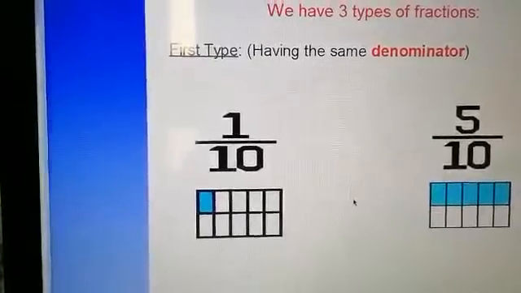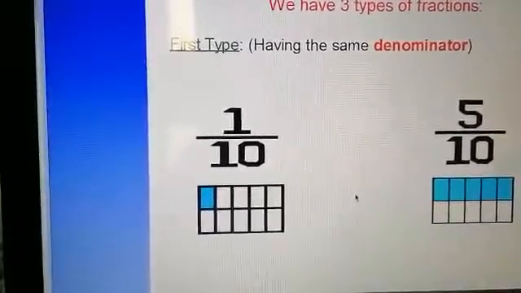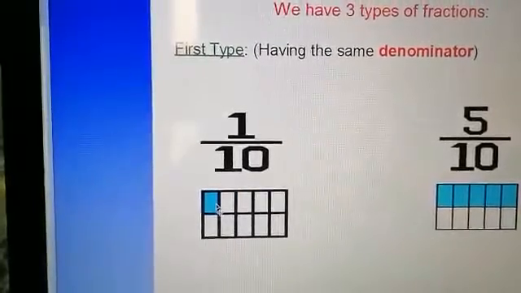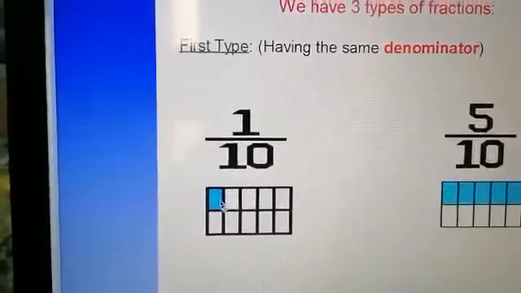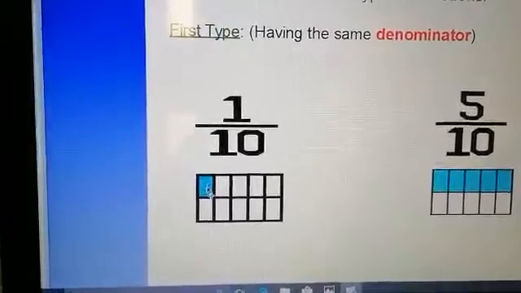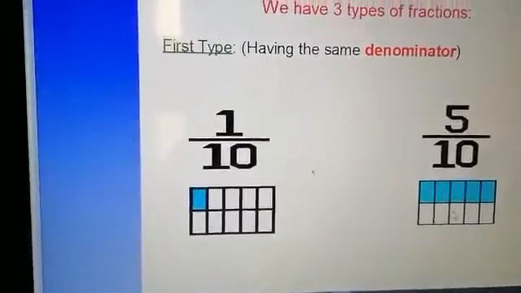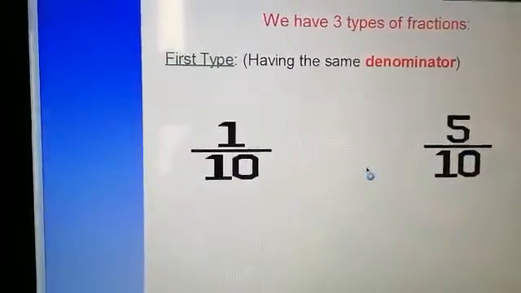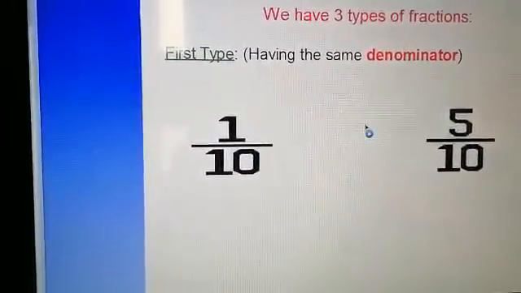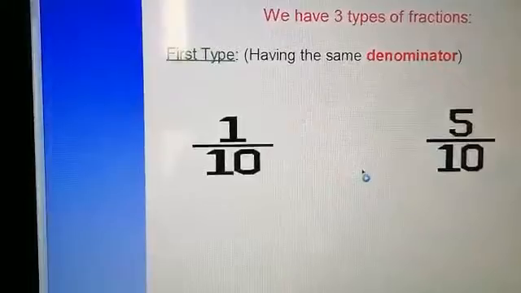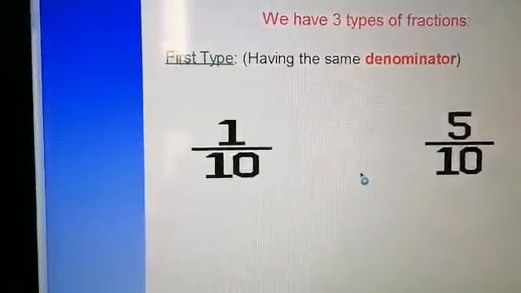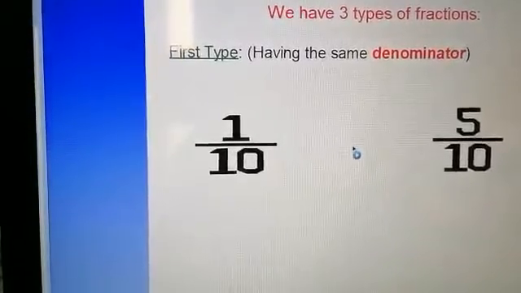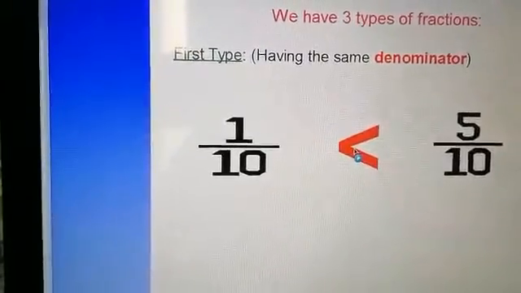Visually, if you look carefully at the two figures, can you tell me which one has smaller colored parts? Yes, the first fraction. One part is smaller than the 5 parts. But if we don't have the figures, we will just compare the numbers in the numerator, 1 and 5. We ignore the denominator because they are the same. We will look at the numerator, 1 and 5. 1 is smaller than 5. This is the first type.